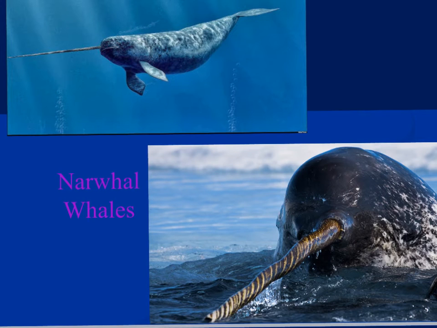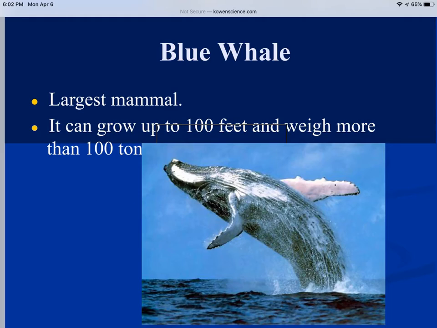Now, the beluga whale is related to another type of white whale known as the unicorn whale or the narwhal. Instead of having a round bump or melon on its head, the narwhal has that long horn. Here is the blue whale. It's the largest mammal. It can grow up to 100 feet and weigh more than 100 tons.